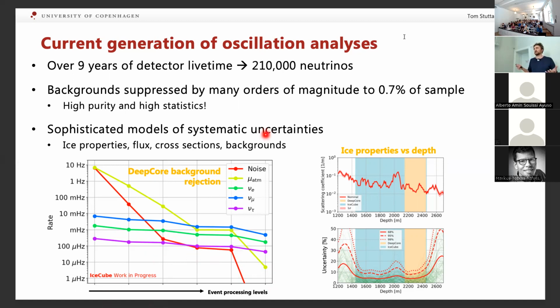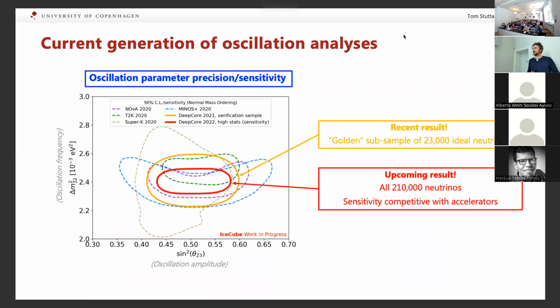And we also have very sophisticated models now of things like systematic uncertainties. Here, for example, you can see how the scattering in the ice changes as a function of depth. And you can see all these complicated structures based on the glaciology and the atmospheric conditions over the last tens of thousands and hundreds of thousands of years. And we have to map all this out by using LEDs placed in the ice to try and map out these effects. There's a lot that goes into this. But given all that, we now have these models of our detector, of our systematic uncertainties.